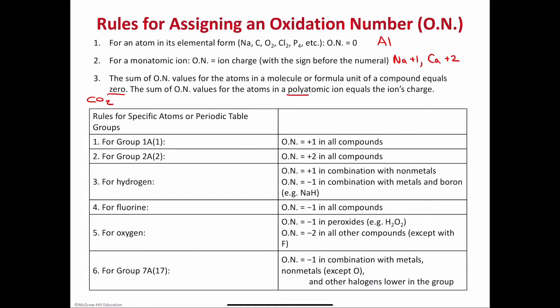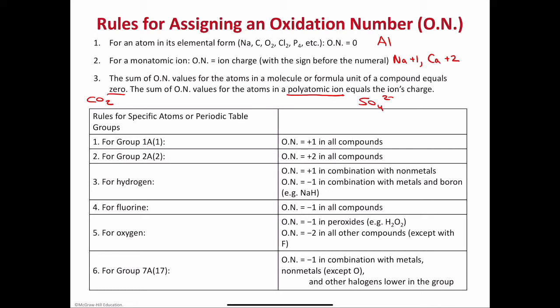Whereas if I have a polyatomic ion, let's just pick something like sulfate. So sulfate has a 2- charge. That means in this case, when I add up the oxidation numbers of the 4 oxygens and the sulfur, I should overall have a charge of 2-, or -2.